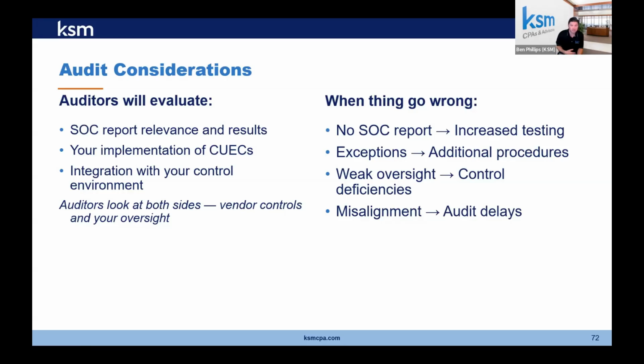When gaps exist, it can result in increased testing, audit delays, additional procedures, or control deficiencies. The important message here is that many of these outcomes are avoidable with proactive oversight and governance. Organizations that establish mature vendor oversight generally experience smoother audits and fewer surprises.